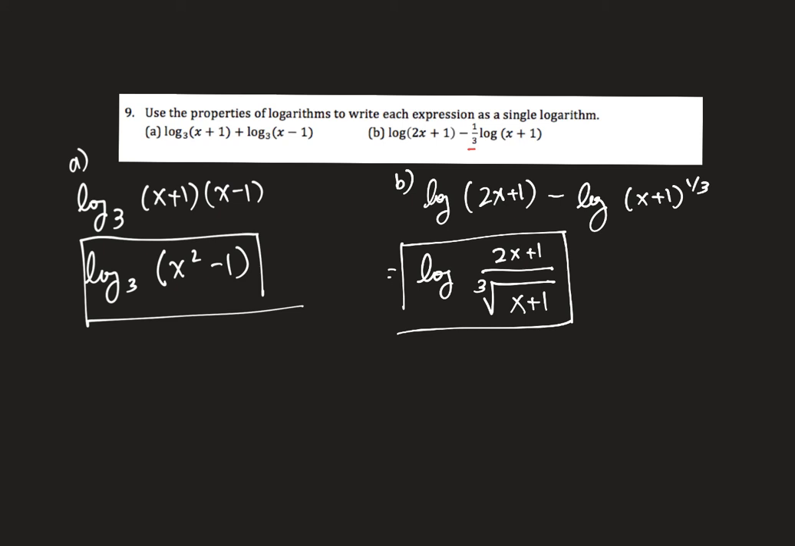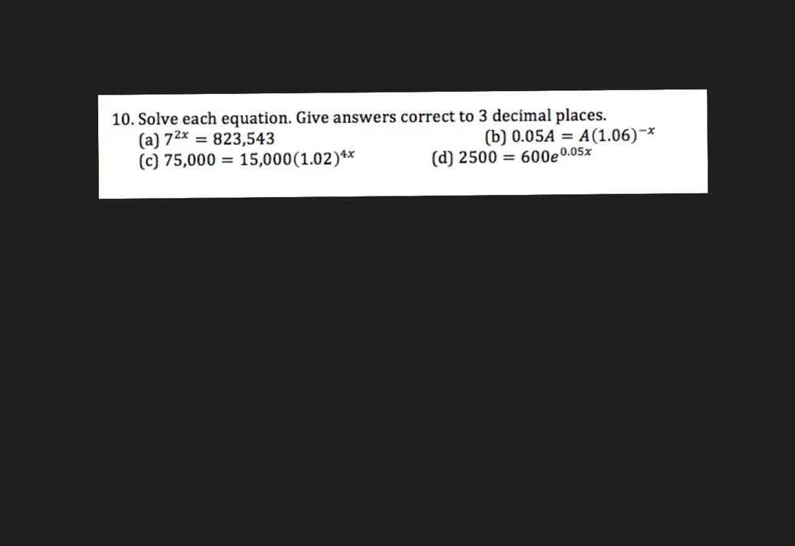Okay, now that we have a single logarithm for each side, we're good. Okay, now moving on to the last few problems, we now have an exponential form. So we can solve it by converting it to logarithmic form. And I want to also show you the way that I usually do it by using the inverse.